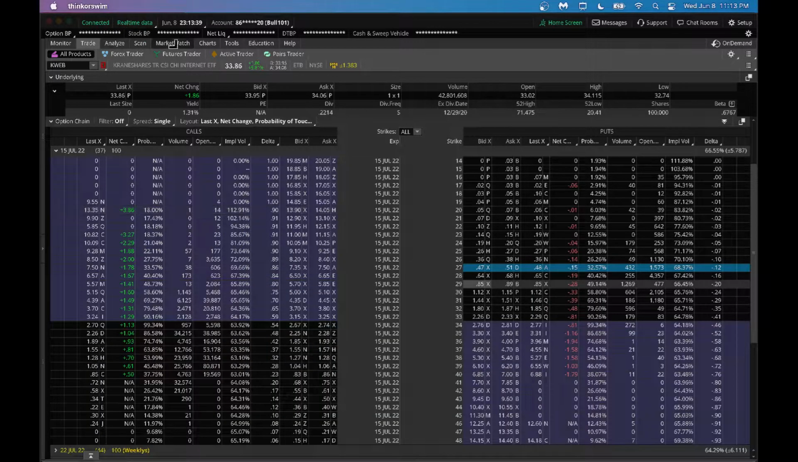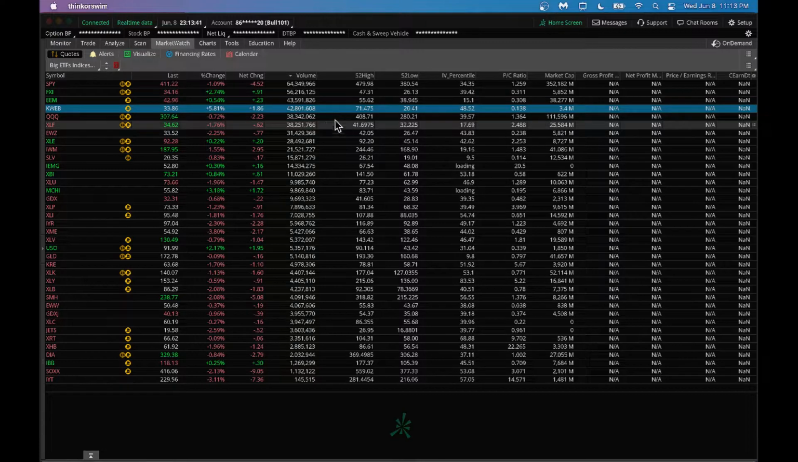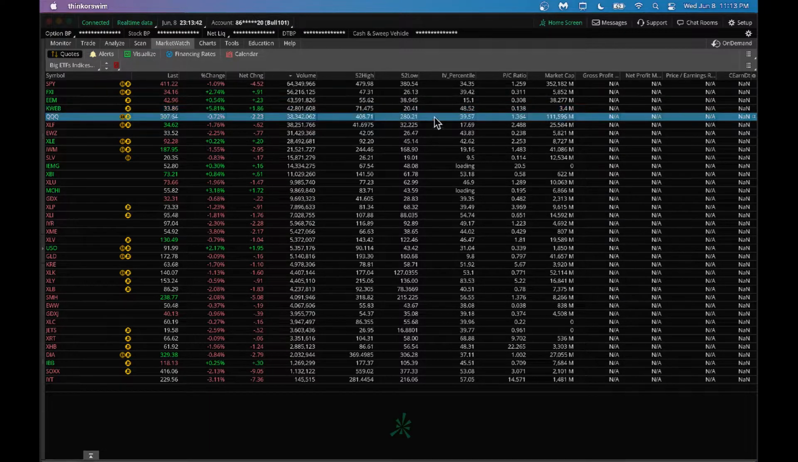All right, now let's look at a few more here. Look, QQQ here. We got still IV percentile is very low in QQQ.